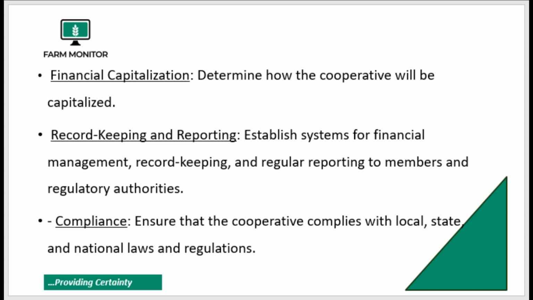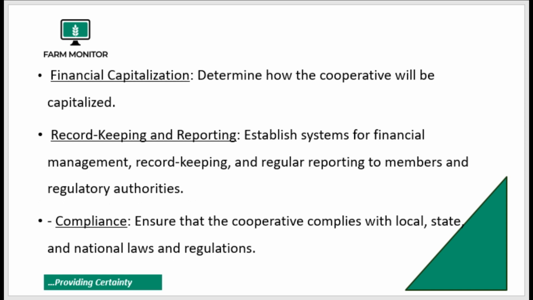Record keeping and reporting. The group must establish systems for financial management and record keeping. Of course, regular reports to members and regulatory authorities must also be captured. Compliance. Cooperatives must ensure that they comply with local regulations, state and national laws.